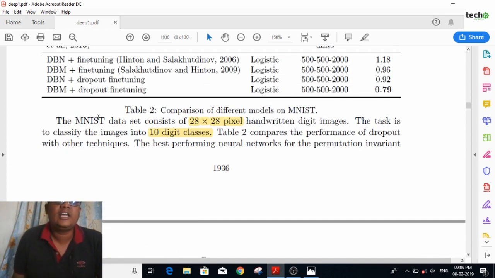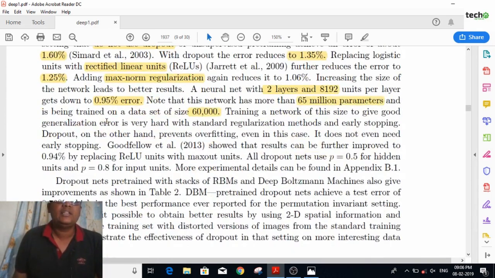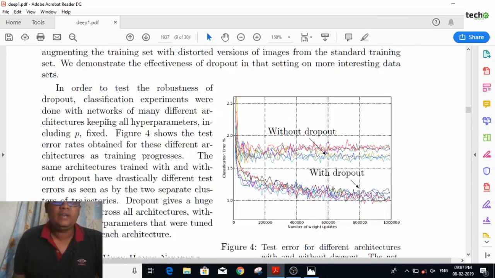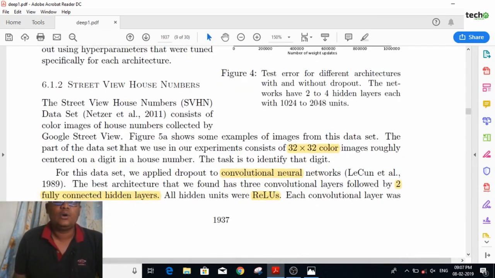So this is for one type of data set. In a similar manner, they have made calculations for street view house numbers. In order to identify the house numbers, they have taken a 32 cross 32 color image, and they have applied a convolution network, with two fully connected hidden layers.